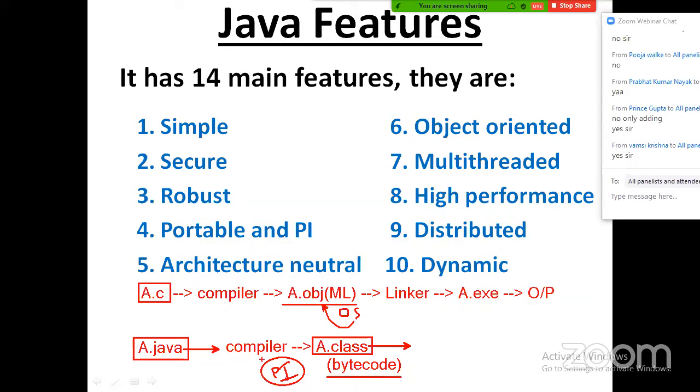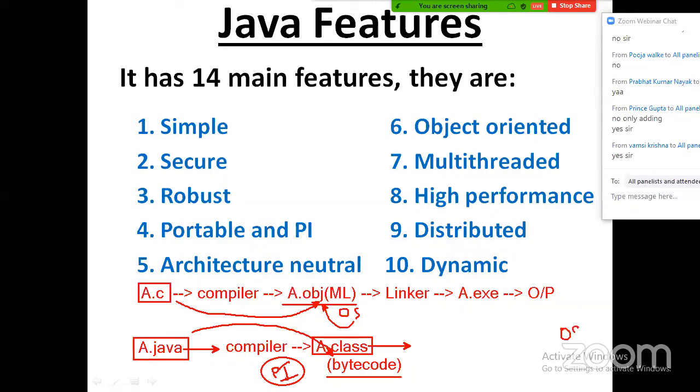Tell me now, what is the new feature of Java compared to C language? C language is directly compiled into machine language, but Java is compiled to byte code. So can I say the feature of Java is byte coded? Java is a byte coded programming language. That means in the background, the compiled code is not machine language, it is byte code.